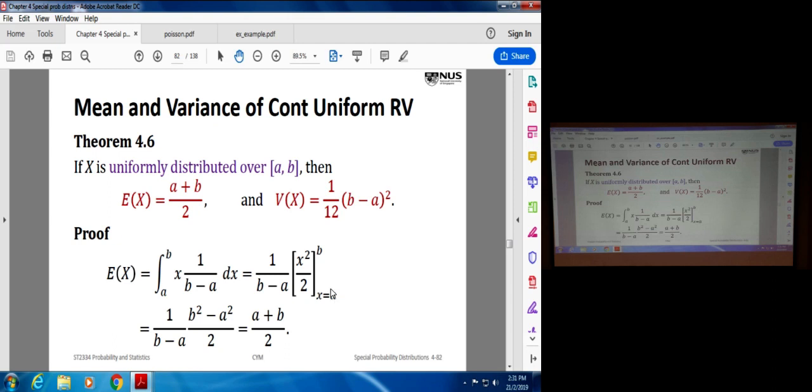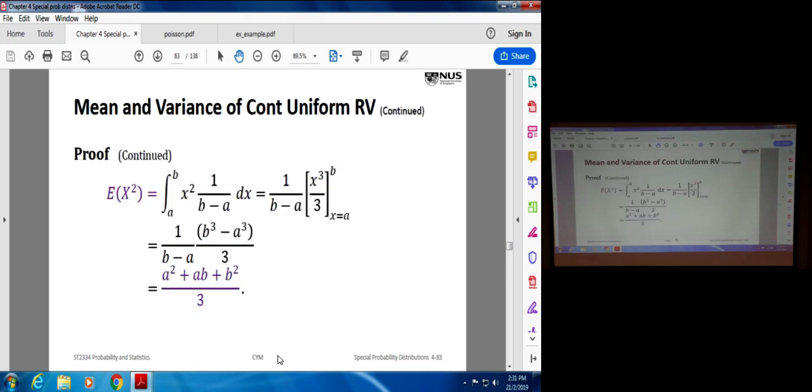So the integral value is 1 over b minus a times (b squared minus a squared) over 2. We know that b squared minus a squared is (b minus a) multiplied by (b plus a). So b minus a will cancel, and you get (a plus b) over 2 as the average value of this uniform random variable.